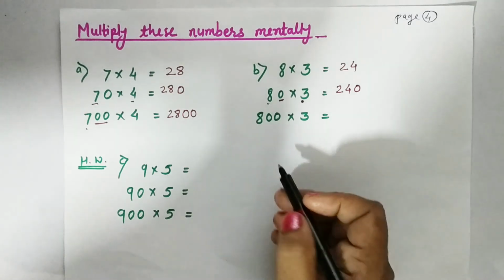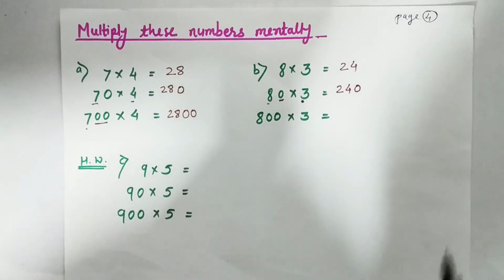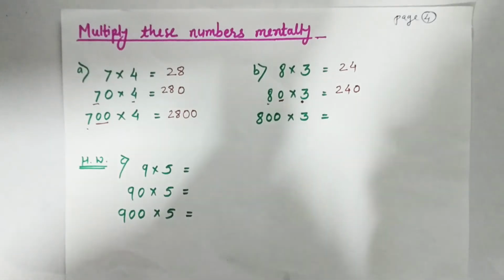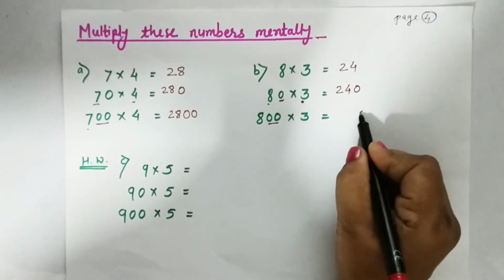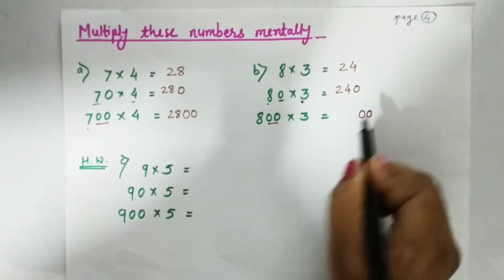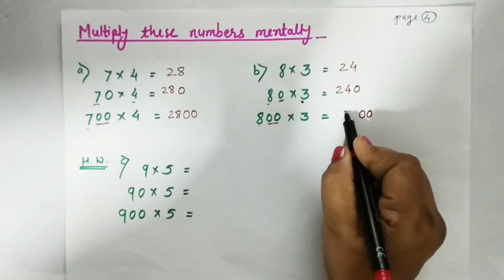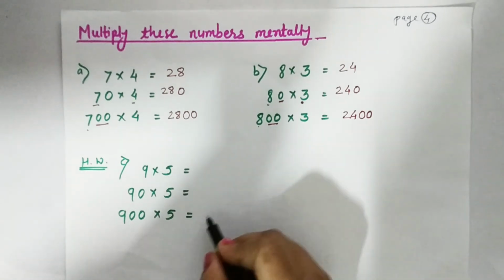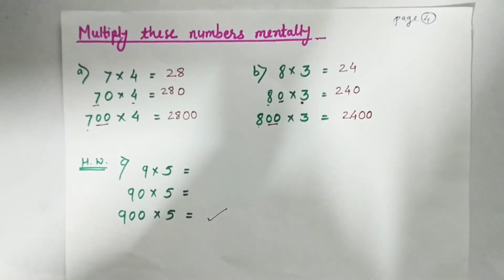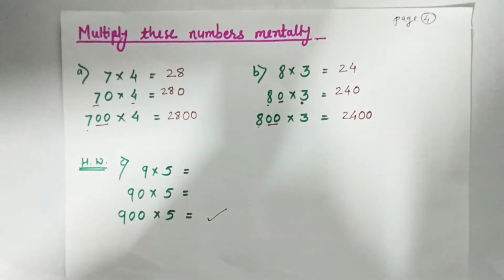So moving towards the third one. 800 into 3. Okay, so this also we have to do mentally. So find out how many zeros. Again 2 zeros over here. So I will write 2 zeros over here. Okay, now 8 into 3, 24. So write 24 over here. Simple. So this is your homework. So solve in your maths notebook the same way as we have done for these two examples.